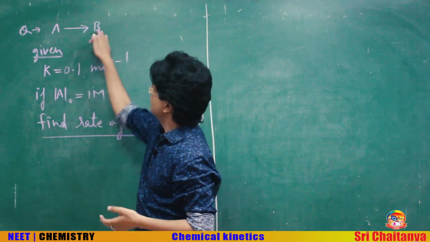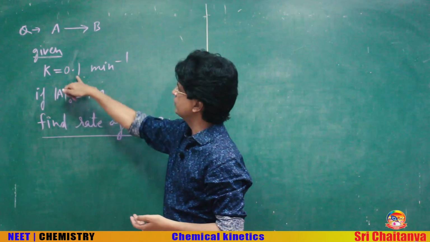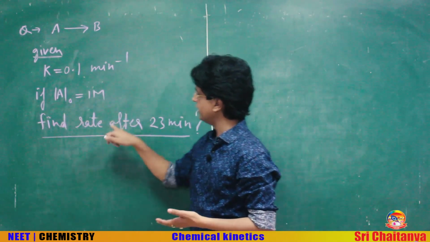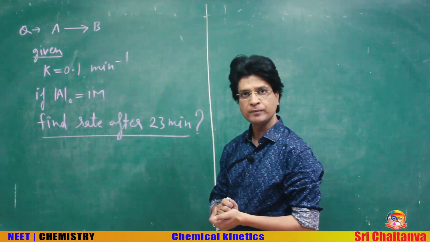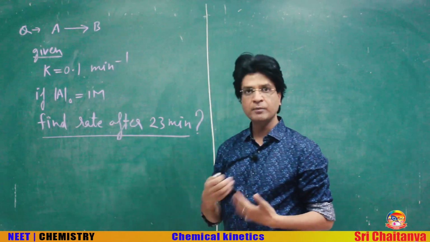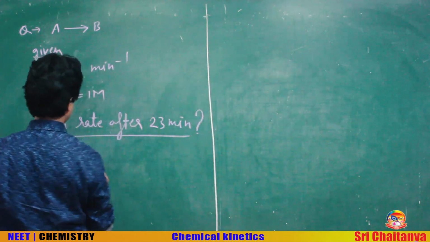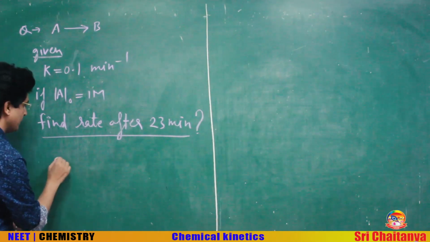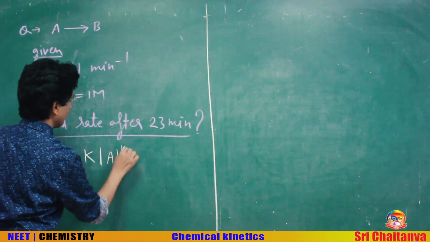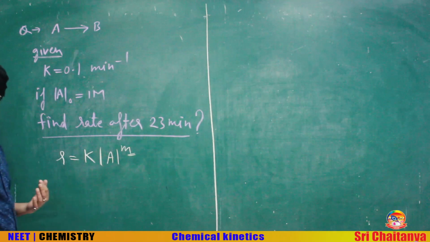It says we have a reaction A giving you B, and they have given some data. They have given you rate constant as 0.1, initial concentration as 1 molar. They are saying find the rate after 23 minutes. Now see, to find the rate after 23 minutes, I need to have a rate law, and to have a rate law, I need to have the order of reaction. Say R will be equal to K, A to the power of M. I know K, but I do not know order.